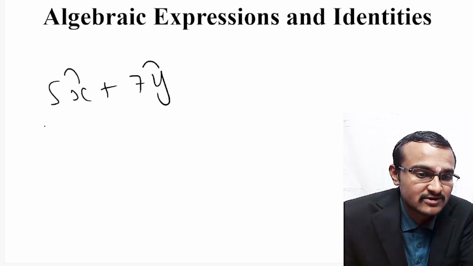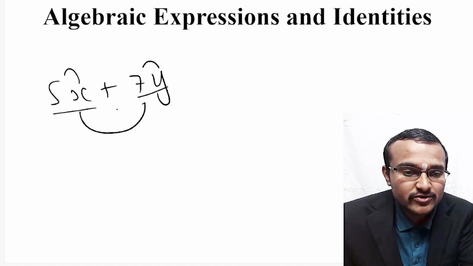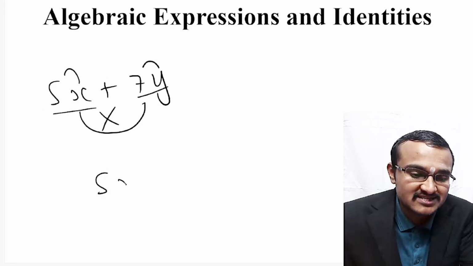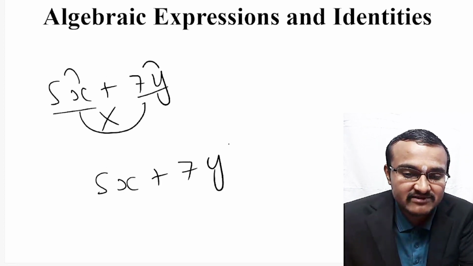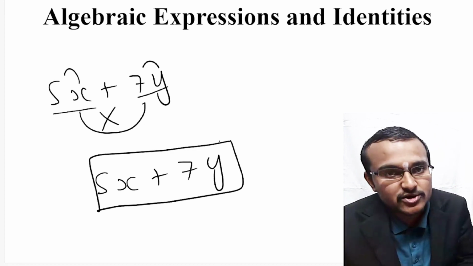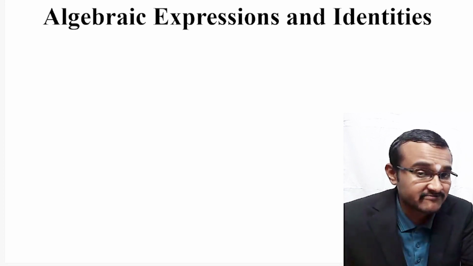But if I give different algebraic terms like 5x plus 7y, here you cannot perform multiplication between y and 7, or between 5 and x. Since you don't know the value of x and you don't know the value of y, you cannot perform addition or subtraction. So you should just leave this as 5x plus 7y, which is a binomial, or you can generally call it a polynomial.